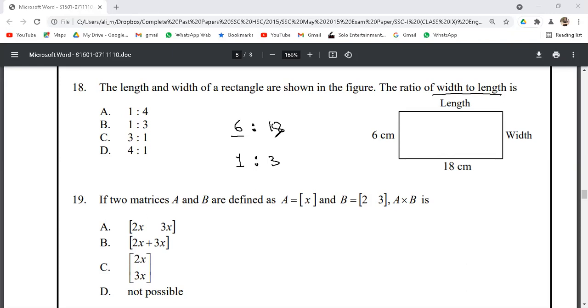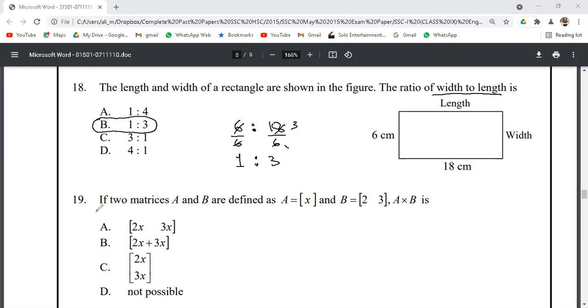We know that we can multiply or divide a ratio by a common number. So divided by 6 and divided by 6, we will get 1 and we will get 3. So 1 is to 3 is the correct answer, and option B for question number 18 is the right answer.